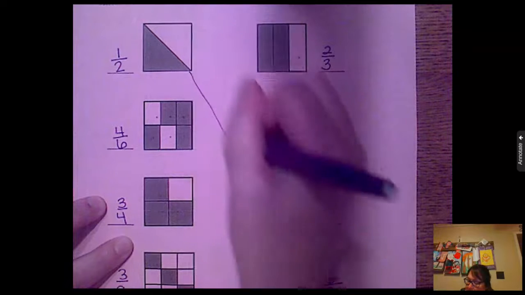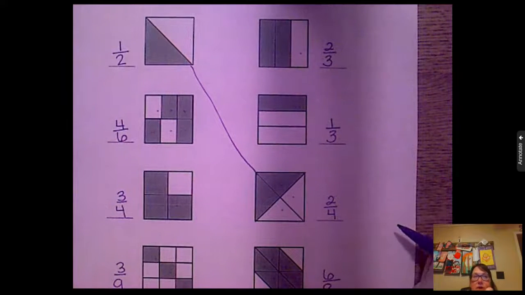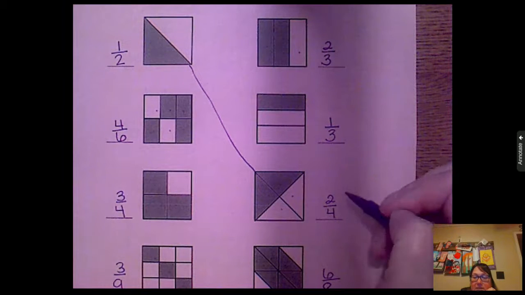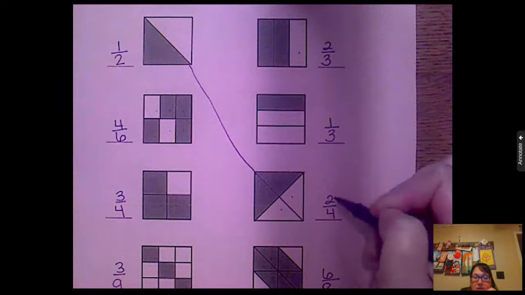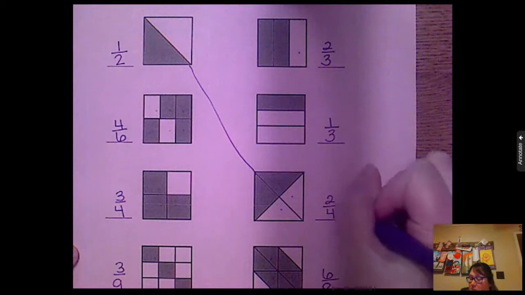So I'm going to connect. And let's look here, 2/4. Do you remember what we talked about? If my numerator, the 2, is half of the denominator, 4, 2 is half of 4, or 2 plus 2 equals 4. That means that 2/4 is equal to 1/2.